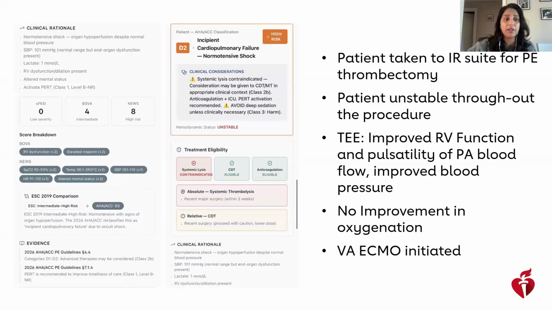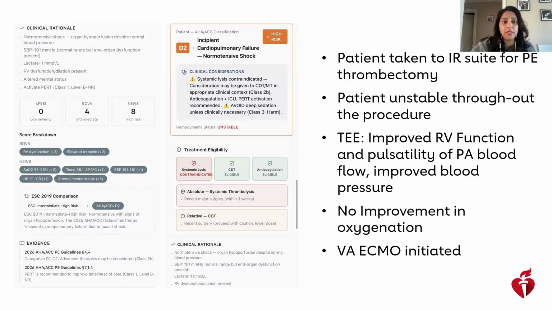where it breaks down the different categories of SPESI, BOVA, NEWS score, and in this case, the patient had a BOVA score of 4 and NEWS score of 8, and that's related to the RV dysfunction, cardiac biomarkers, as well as his O2 requirement, his temperature, blood pressure, and altered mental status. So, in this classification system, I think this patient would fall in the category D or E. But when he was presented to us, because it was normotensive shock, and he was kind of well controlled on his current regimen, I would say he was a D2.